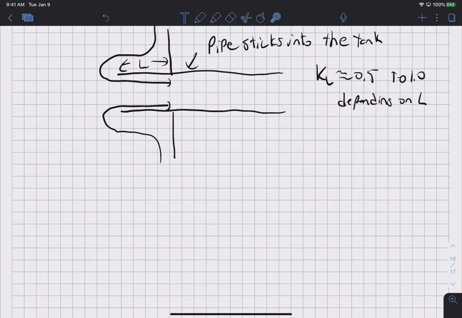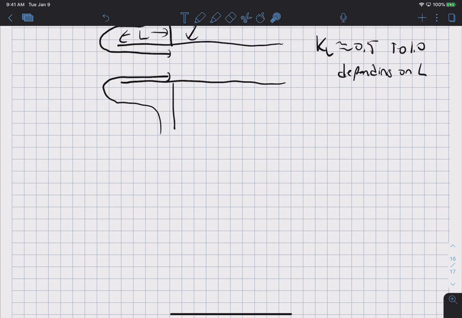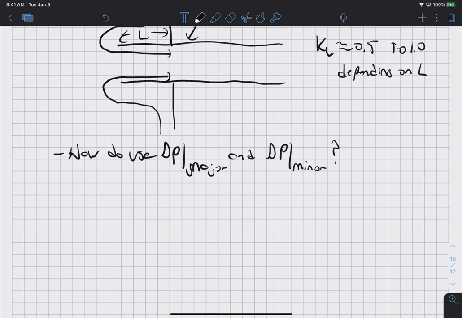And so now we have gone over the major losses and the minor losses. So why do we spend all this time? Sure, we can compute a pressure drop in the pipe, but why do we care so much about the pressure drop? How do we use delta P major and delta P minor? What do we do with this?